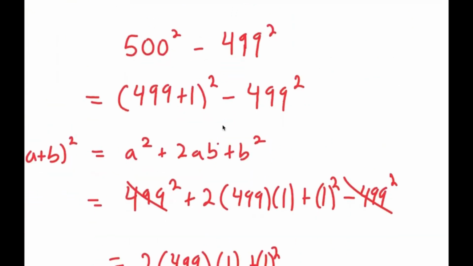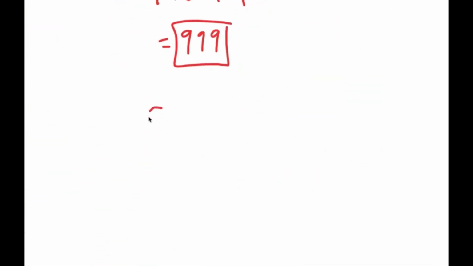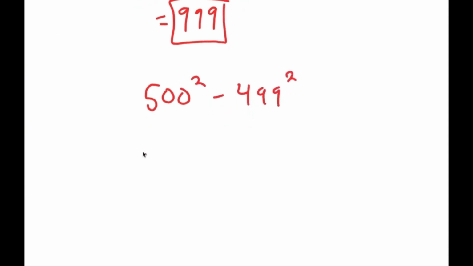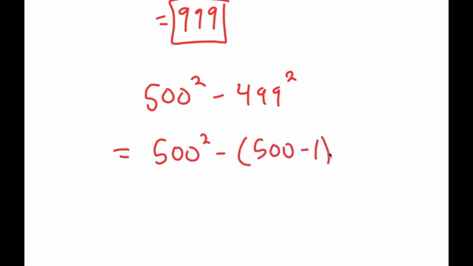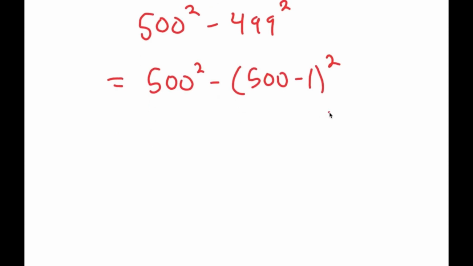Now, I actually have another method of solving this. So I have 500 squared minus 499 squared, and this time I'm going to rewrite this as 500 squared minus 500 minus 1 squared.